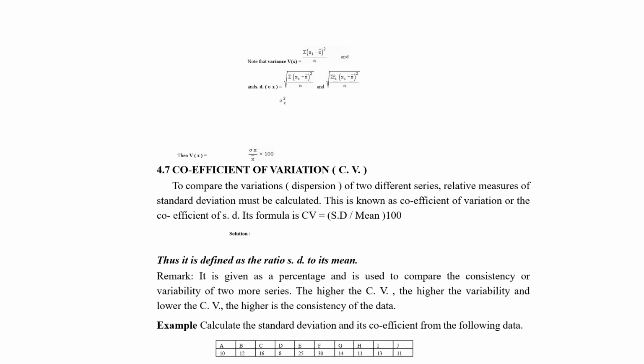So, coefficient of variation. To compare the variation or dispersion of two different series, relative measures of standard deviation must be calculated. This is known as coefficient of variation. What is coefficient of variation? It's a relative measure of standard deviation, the ratio method of standard deviation.